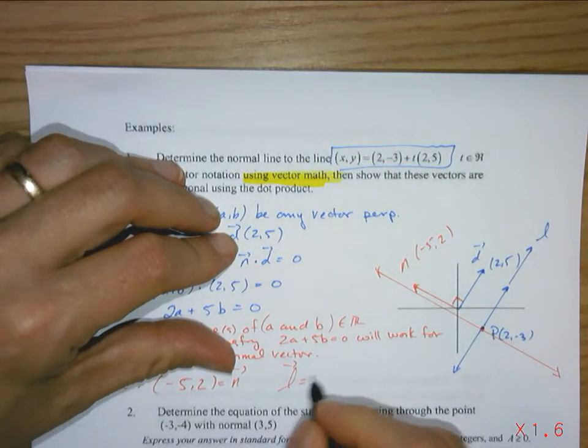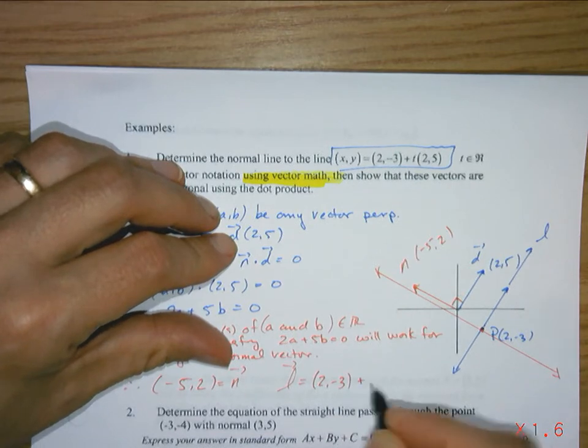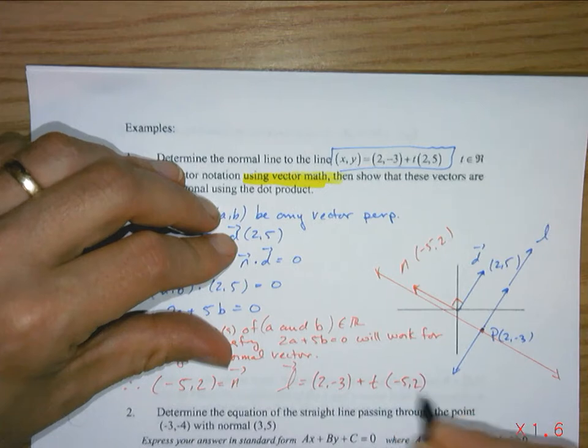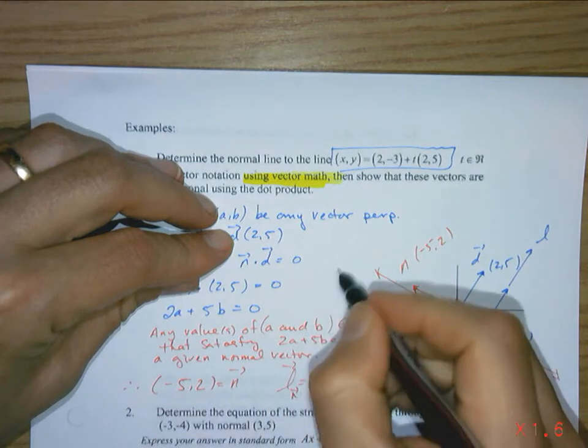So it's going to be (2, -3) plus t(-5, 2) is my new normal line coming this way.